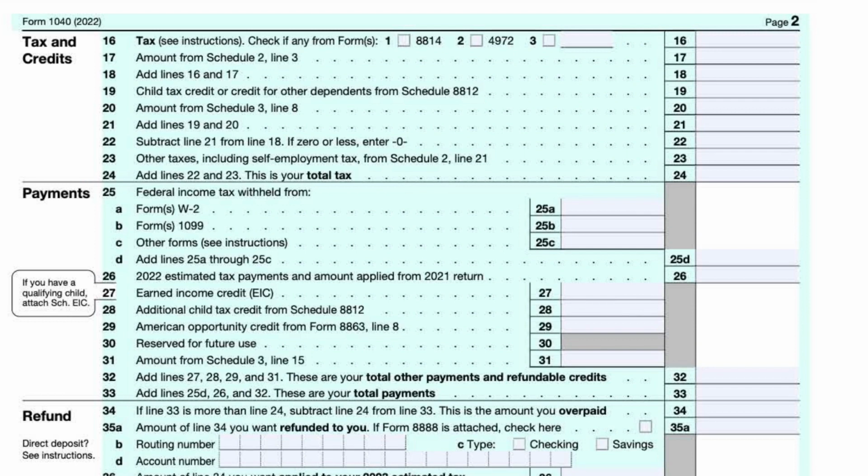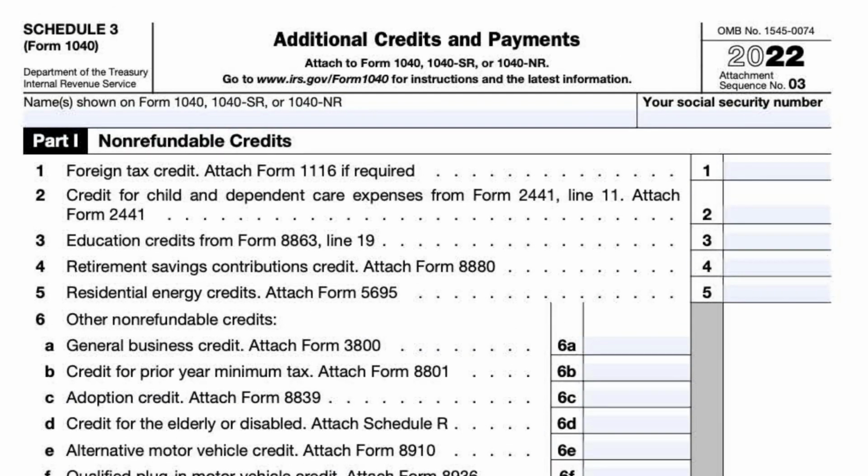Line 20 of Form 1040 uses the amount from Schedule 3, Line 8. So filling out Schedule 3 will help us be able to fill in Line 20 of Form 1040. We're going to now go to Schedule 3 to learn how to fill it out.